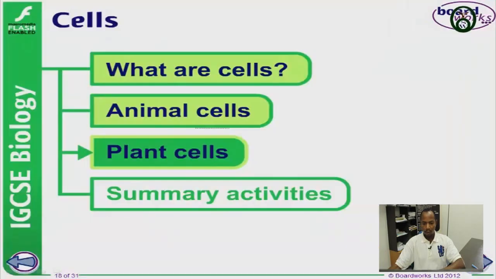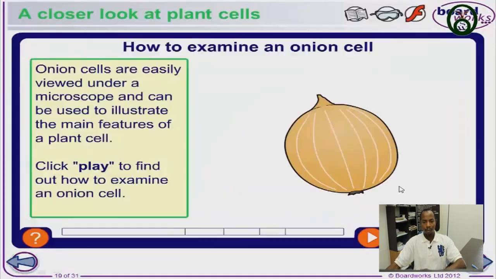Now let's move on to the next one, the plant cells. We're going to look at the plant cells. Before we talk about the plant cells, I want us to take a look at the onion cell and cut it and do a little experiment. All of us can do this experiment at home. Take an onion cell and cut it.